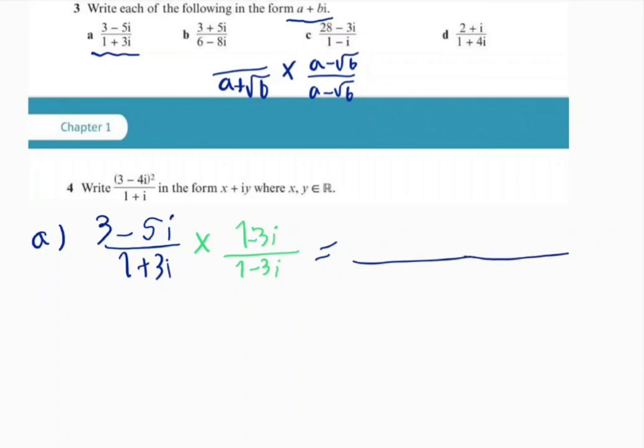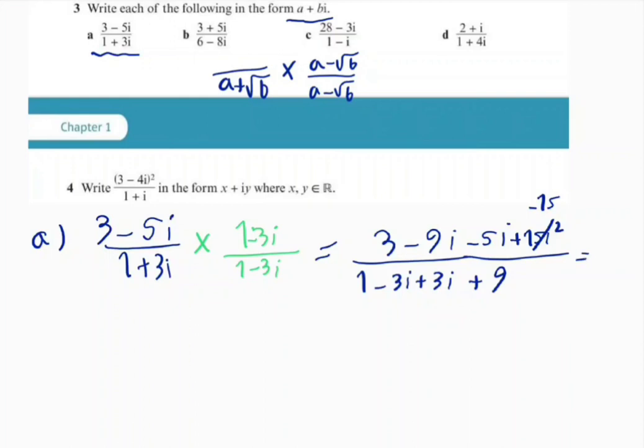So 3 times 1 is 3, then 3 times minus 3i is minus 9i, minus 5i times 1 is minus 5i, and minus 5i times minus 3i is 15i squared. But we know that i squared is minus 1, so this gives us minus 15. Then in the denominator we have 1 minus 3i plus 3i, again minus 9, since 3i times minus 3i is minus 9i squared, which gives us positive 9.